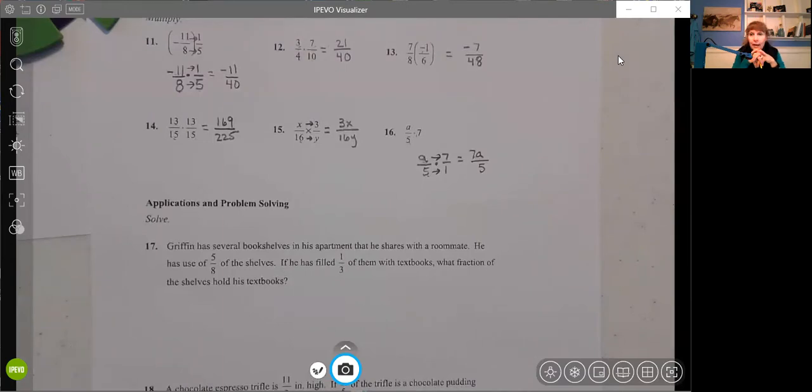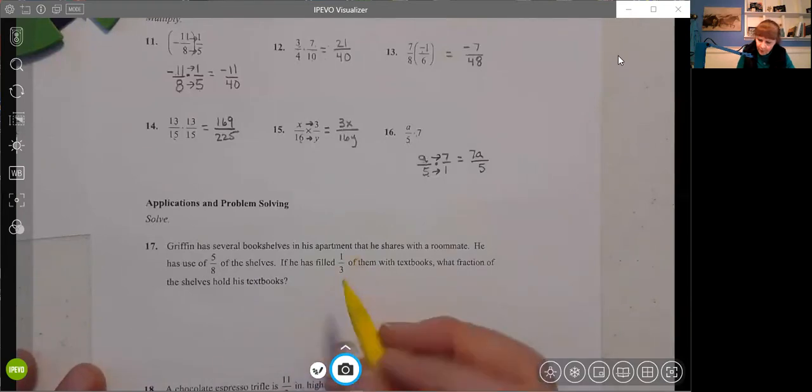One key to remember in mathematics is that of means times, per means divide. So when you see the word of, chances are we're going to be doing some multiplication. There'll be some exceptions to that when we get into some percentages, but just keep in mind that of is times and per means divide.